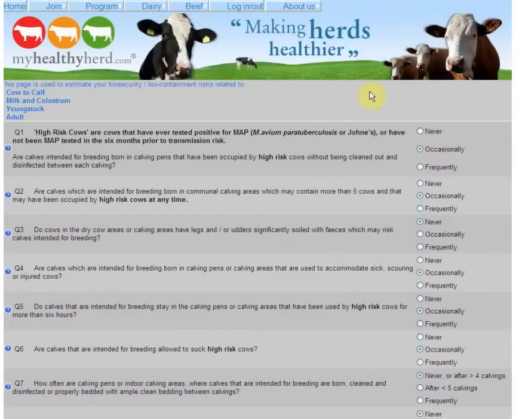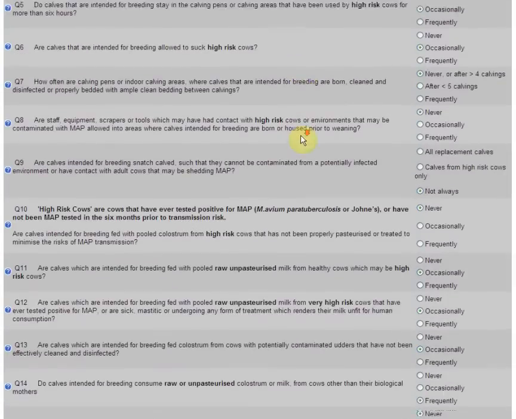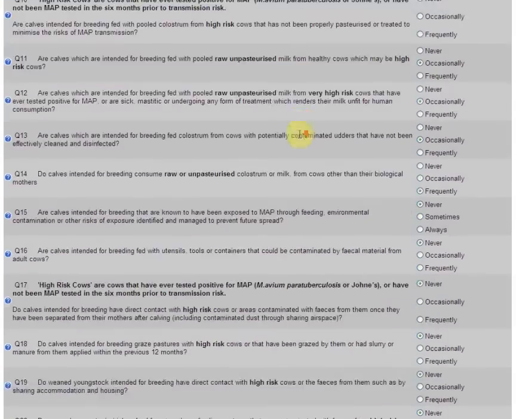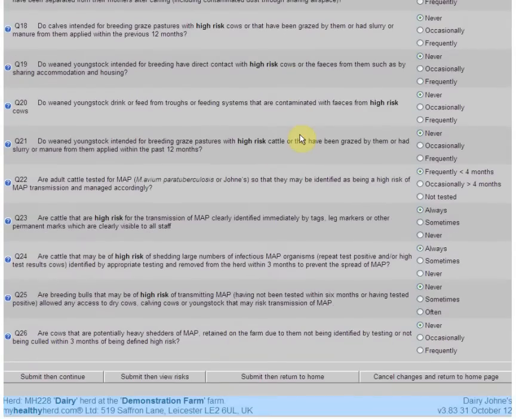Now, this is quite detailed. There are 4 areas here: cow to calf, milk and colostrum, young stock and adult risk of spread. And these are split up over 24 questions. This will take some time to go through, but this is an important disease, and it's probably worthy of 10 minutes of your life to work through the questionnaire.